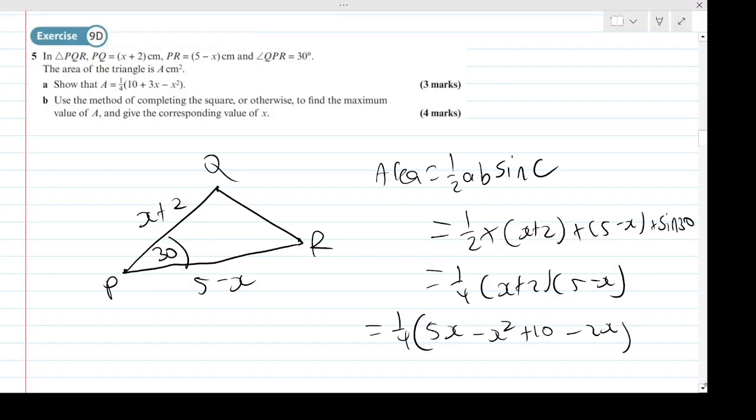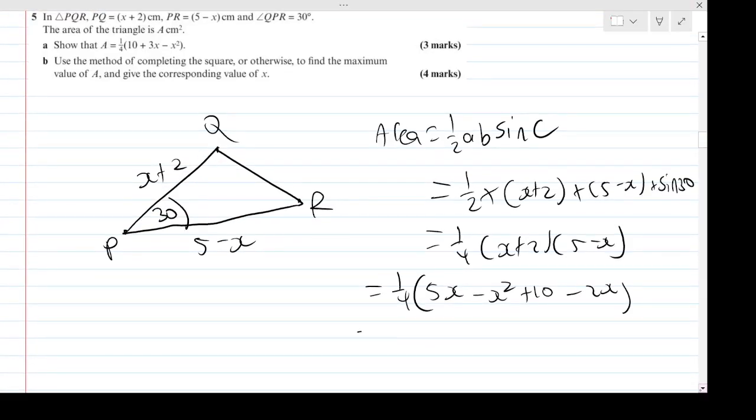And so lastly, just collect all the like terms. We're going to get a quarter of 10, and 5x take away 2x is 3x. And then we have minus x squared. Well, there we are then. We got the exact formula. Cool. So that is A then. That's the area A. Cool.